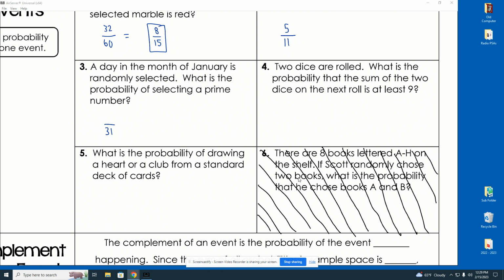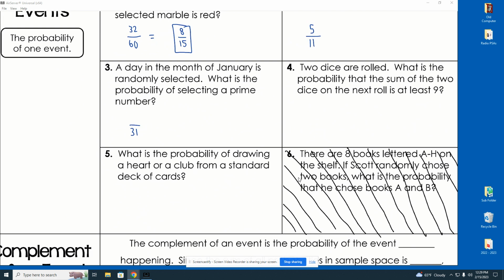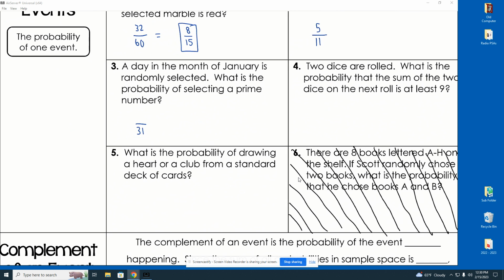And then, of course, it says, what's the probability of selecting a prime number? Prime. 1, 2, 3. Actually, weirdly, is 1 prime? Prime is defined as a number that's only divisible by itself and 1. And since 1 is itself, 1 is not considered prime. Really. So, what is the first prime number?